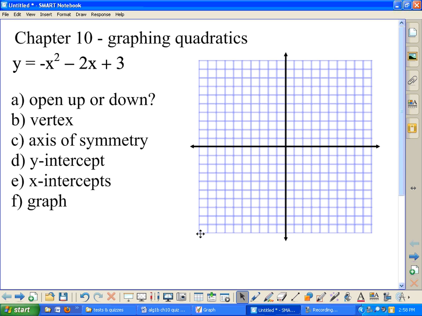This time I want you to answer these questions first before you watch the whole video. We're going to answer whether y equals negative x squared minus 2x plus 3 opens up or down, find the coordinates of the vertex, both x and y, find the equation of the axis of symmetry, find the y-intercept, find the coordinates of the x-intercepts, and then sketch the graph.